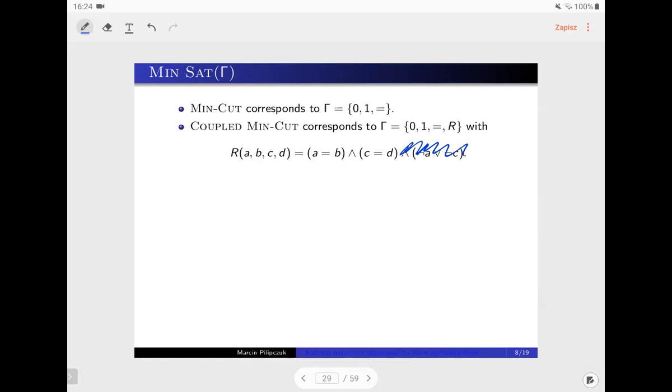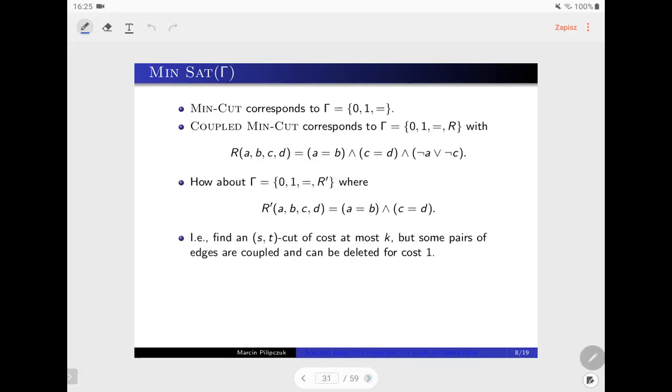So there are edges coupled in pairs and you can pay one to delete both edges of a couple. So there's some coupling of edges, but you don't require that if you don't cut the edges, they cannot both be on the S side of the cut. Okay, and this is a natural question. So people already answered it, and that's what I put here.